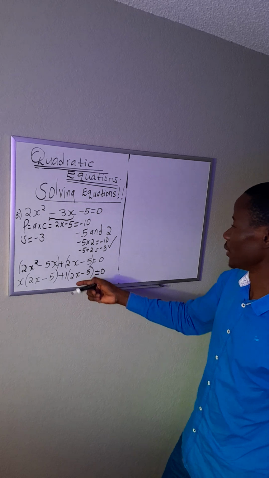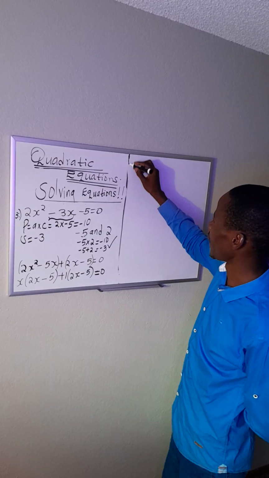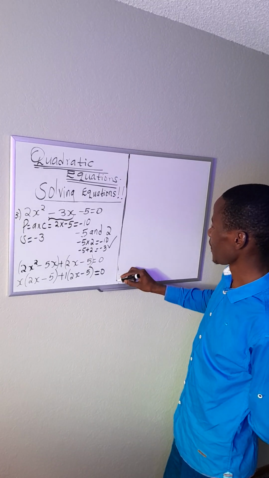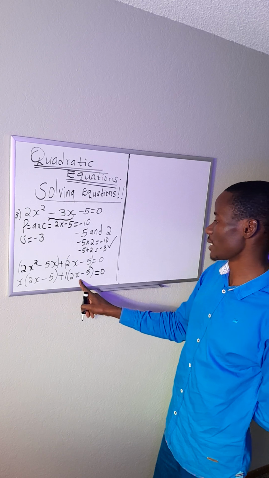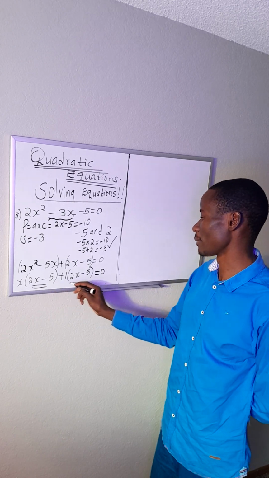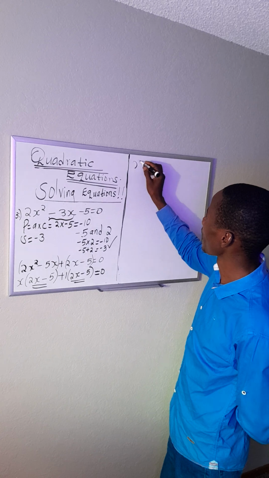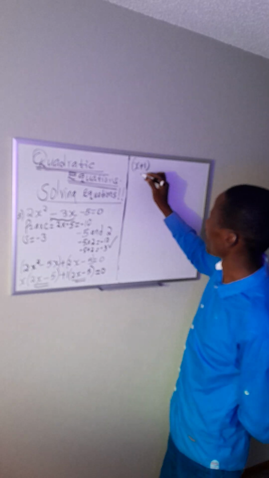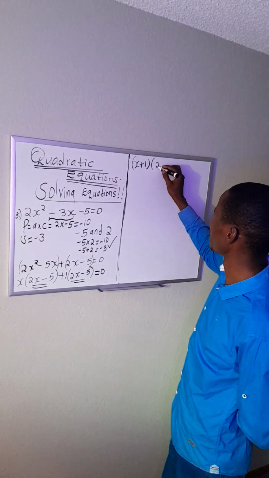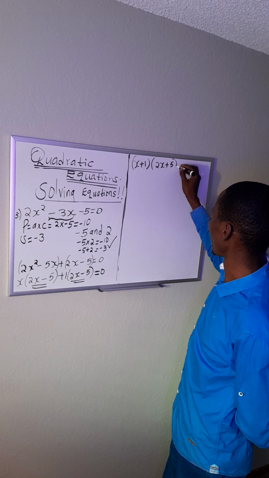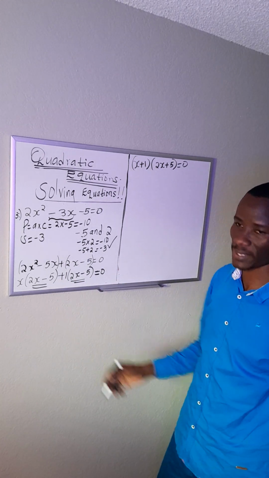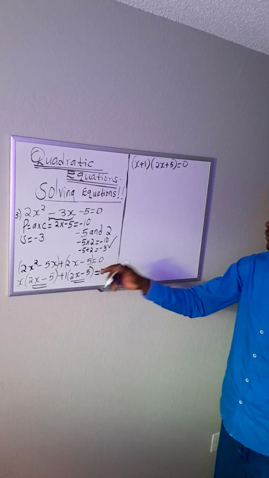Now, what do we do? We look at this and say, we carry this and bring it. This and this have the same component in this particular bracket and this particular bracket. Therefore, we take x plus 1, open and close the bracket, open bracket 2x plus 5. I pick one of the two brackets since they are the same and leave one of the brackets.